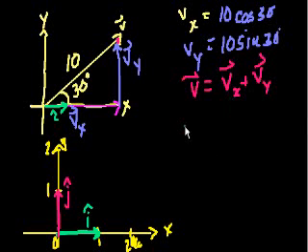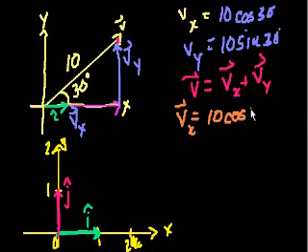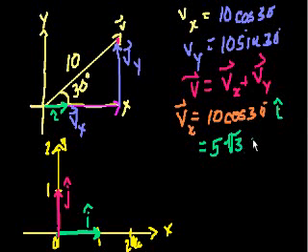So we can write v sub x is equal to 10 cosine of 30 degrees times the unit vector i. Does that make sense? The unit vector i goes in the exact same direction, but the x component of this vector is just a lot longer. It's 10 cosine 30 degrees long. And that's equal to what? Cosine of 30 degrees is square root of 3 over 2. So that's 5 square roots of 3 i.